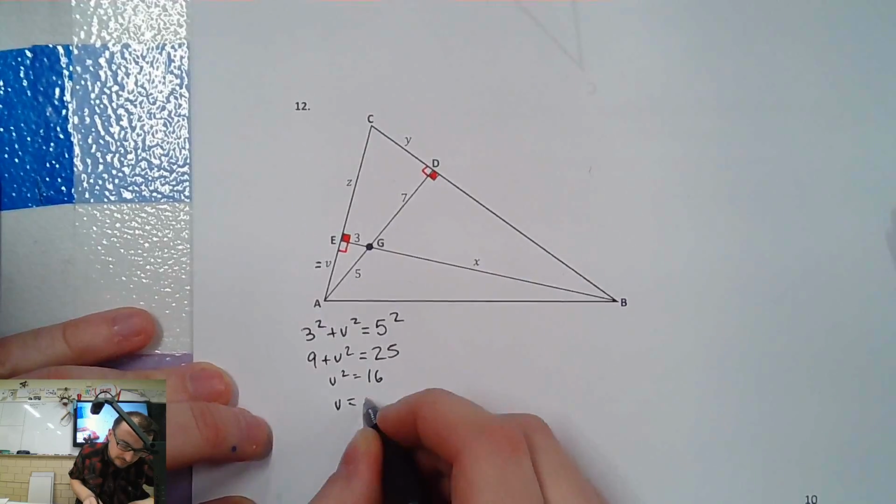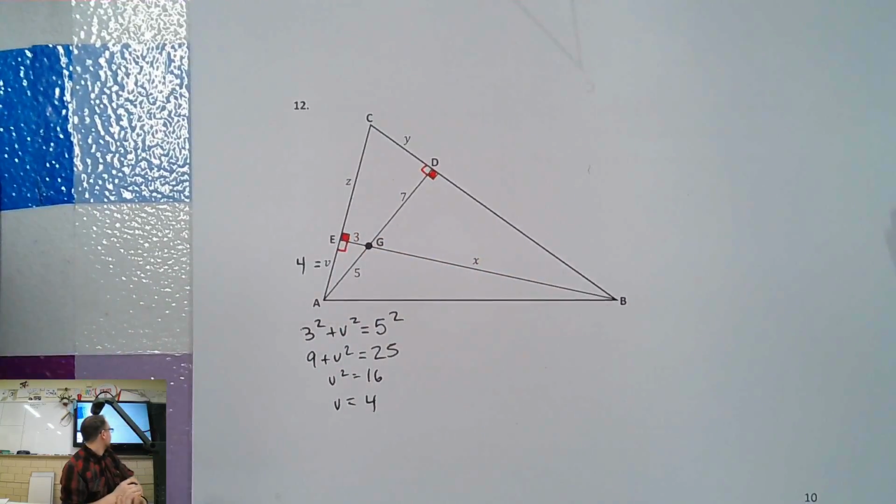So V is going to be 4, which makes sense. If you know your special right triangles, 3, 4, 5 is a special right triangle. It's kind of rare to find perfect numbers for a right triangle. Usually it's like weird numbers. Okay, so V is 4. So that's good.